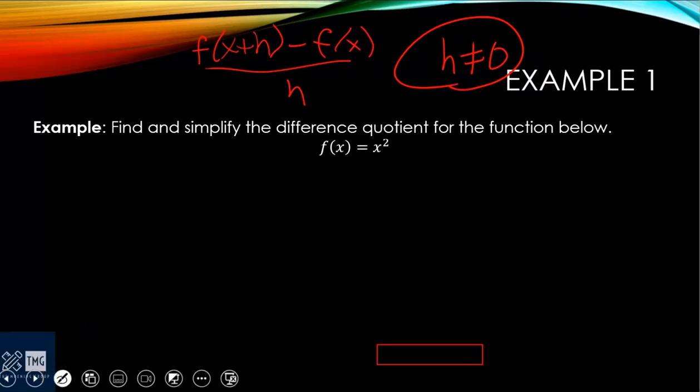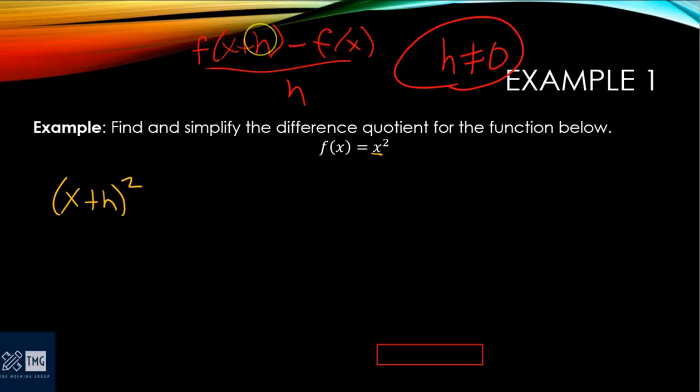All right, so let's start with plugging in x plus h for our function. So we're going to have x plus h squared, right? Because instead of x, we plug in x plus h. Then we're going to subtract the function, which is x squared, and that's all over h.